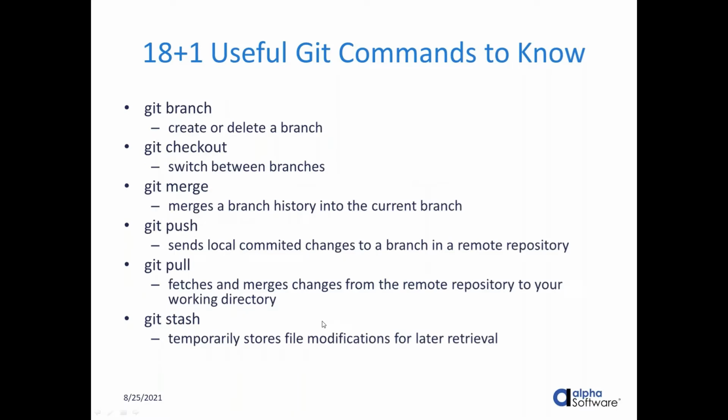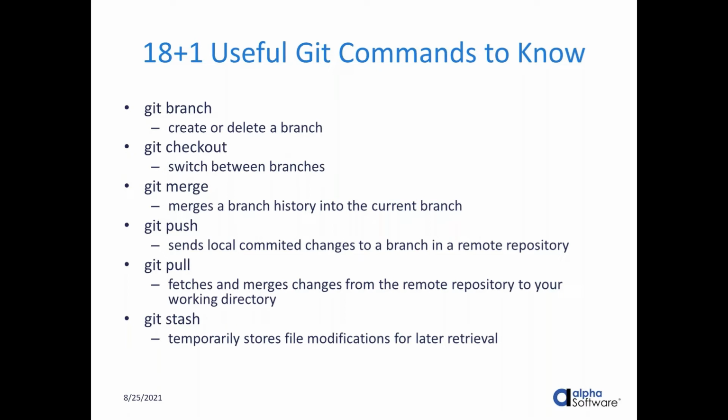An alternative to using tags to track files you've launched is to branch. Branch is a way to create or delete a branch. Branching is fantastic. I recommend learning how to use that. Checkout lets you switch between branches. Merge lets you merge changes from a branch to the current branch.